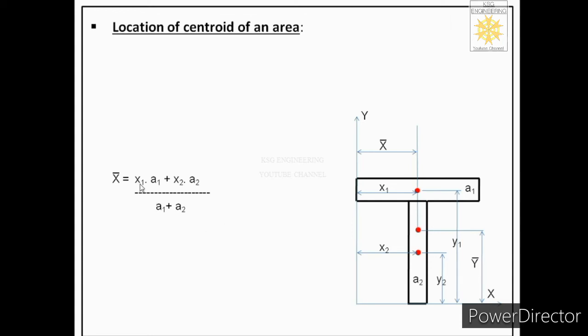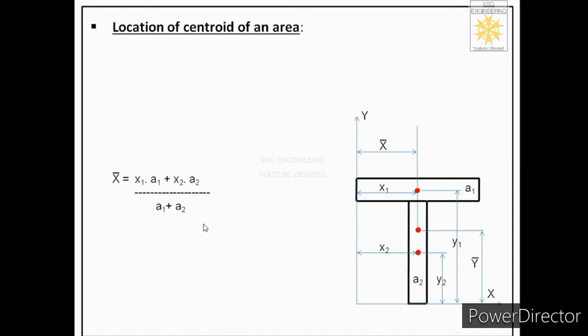Now over here x1 is the distance of centroid of area 1 from y-axis, and x2 is the distance of centroid of area 2 from y-axis. So we have multiplied their distance from the y-axis by their area, and we have added these two terms for both the areas, and we divided it by the total area, that is a1 plus a2.